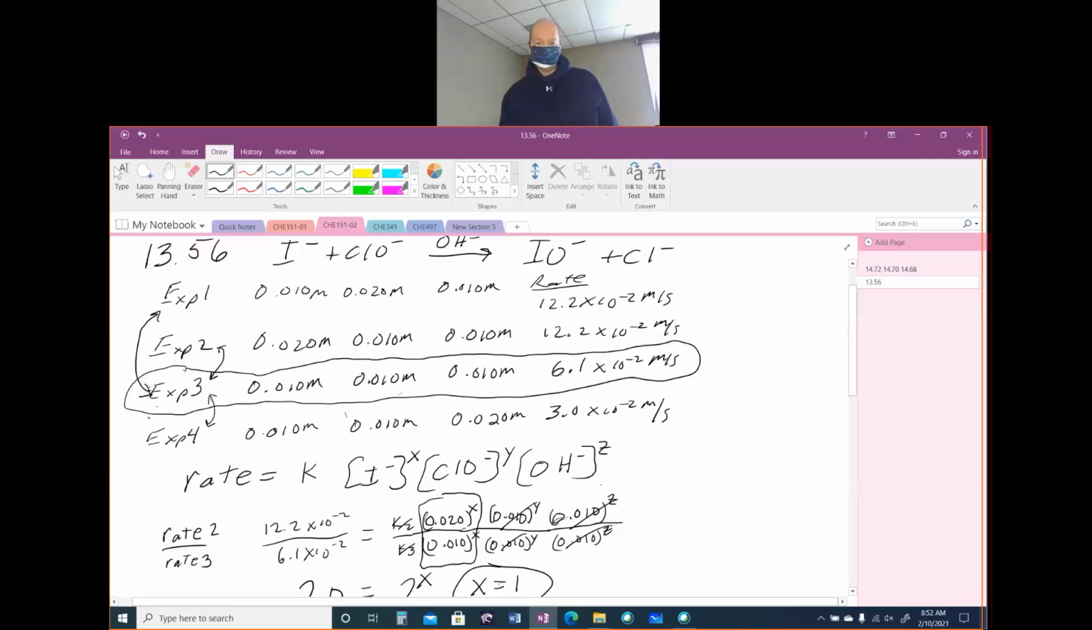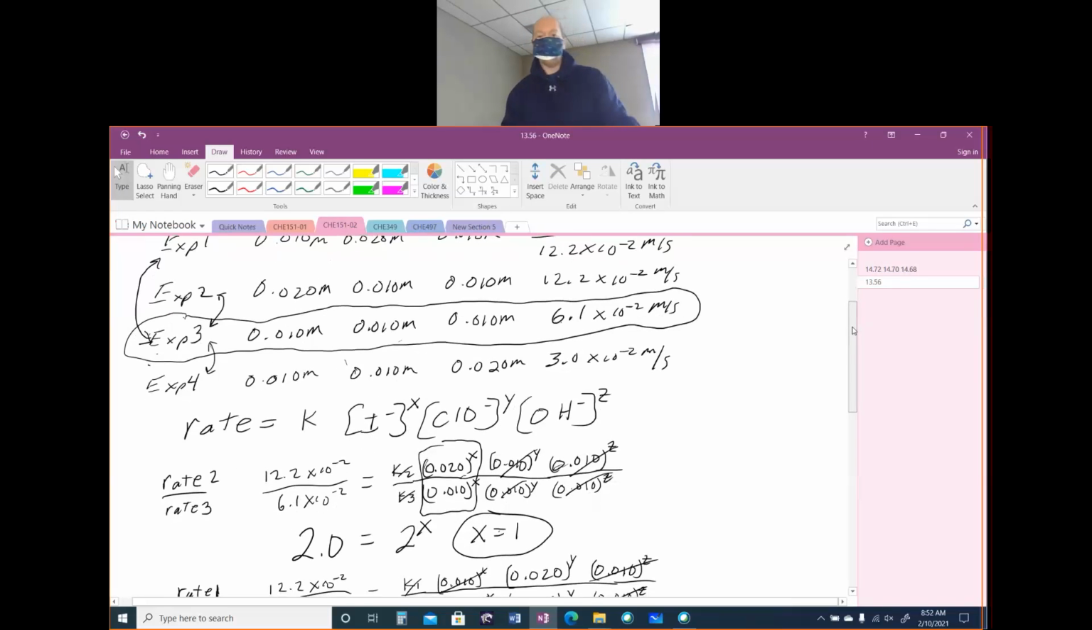They cancel out. When you divide your rates, you get 12.2 times 10 to the minus 2 divided by 6.1 times 10 to the minus 2. That is 2. And then, of course, 0.02 to 0.01, that is also a factor of 2. So you get 2.0 is equal to 2 to the X. And so you are first order with respect to your I minus.